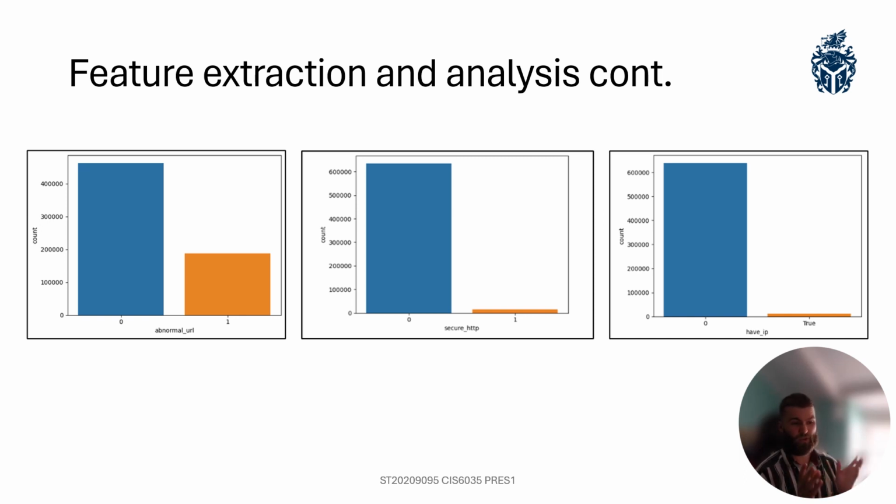So the model's not going to learn a lot from very few cases of having an IP address, for example, or secure HTTP, as these two graphs on the right show. But the model itself will train a lot on the presence of a network location multiple times in the URL, as depicted in the left graph.